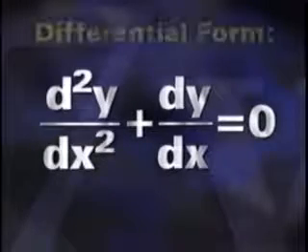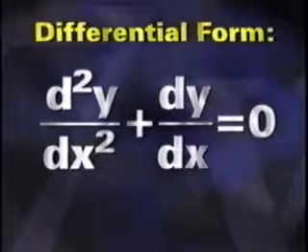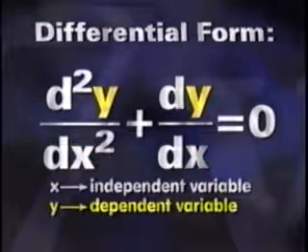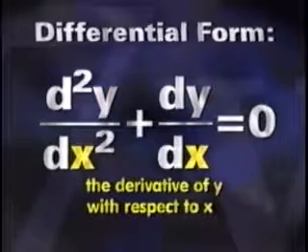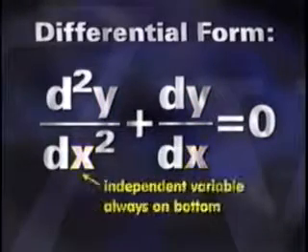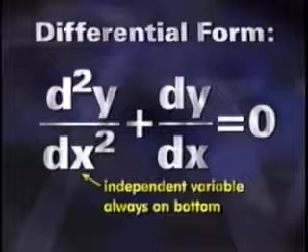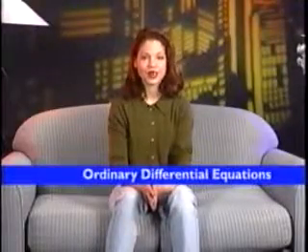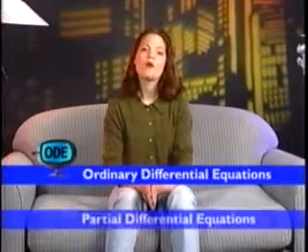If we look closer at the differential form of this differential equation, we can see that x is the independent variable and y is the dependent variable. This is because we are taking the derivative of y with respect to x. The independent variable is always the variable that is on the bottom in differential form, and the dependent variable is the one on top. Differential equations can be categorized as either ordinary differential equations, ODE, or partial differential equations, PDE.